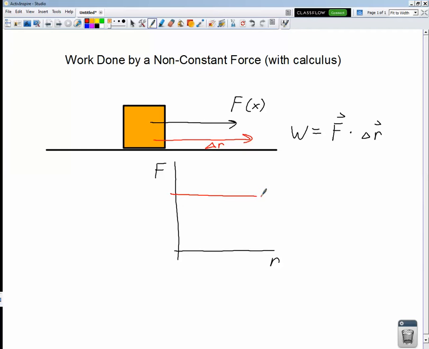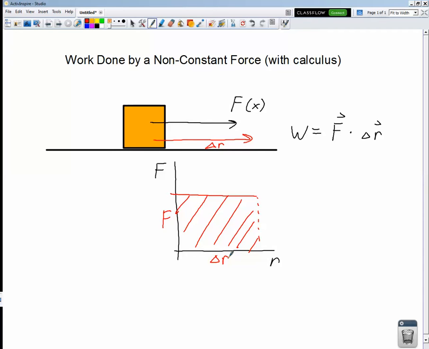And so if we do F times r, what we can see is that we will get the area of that rectangle, because the height of the rectangle is that force F, and the width of that rectangle is that delta r. And we should understand at this point that if we're looking at the area under a curve, then we're looking at the integral. So it looks like the work done by a force is equal to the integral of F times r.